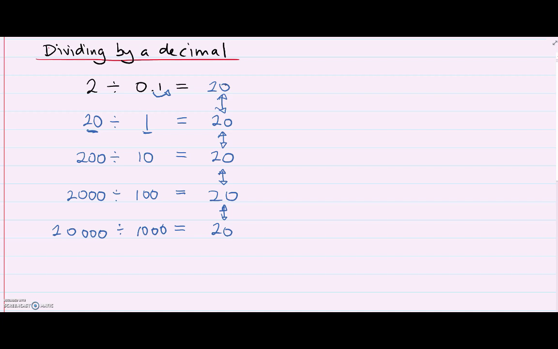Now if you want to think about it in a real life context, think about $2 divided by 10 cents. How many 10-cent pieces are there in $2? Well, if I have 20 10-cent pieces, that's going to give me $2. So $2 divided by 10 cents is going to be 20.